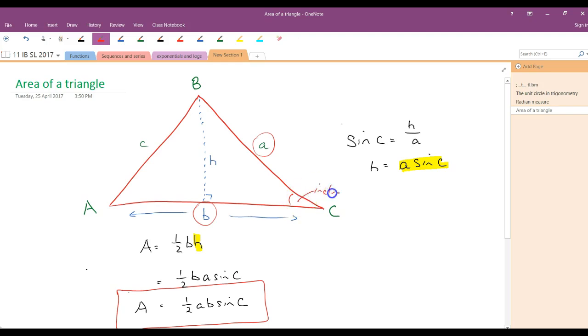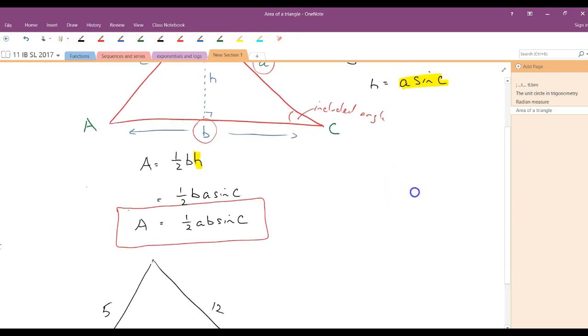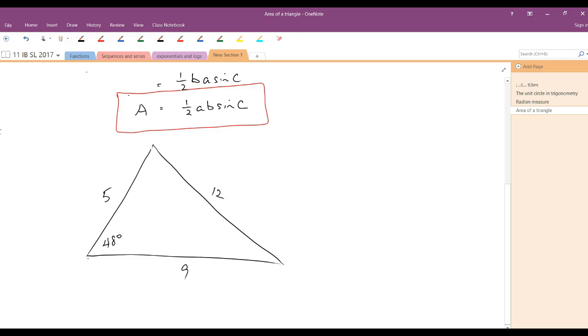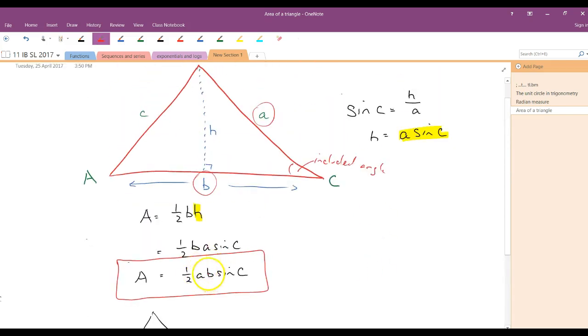So if we talk about the included angle, what we're talking about is with reference to two sides and their included angle. Now, if we've got two sides and their included angle, we've got all the information we need to find the area of a triangle. Don't need the height. Okay, so here's our formula: a half a b sine C.